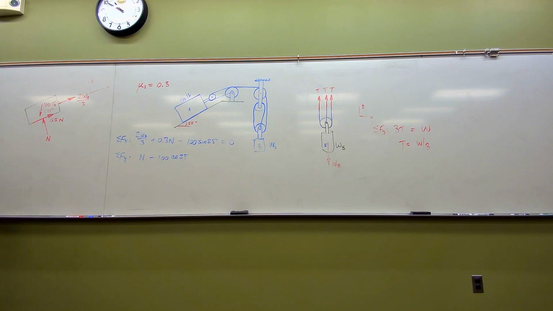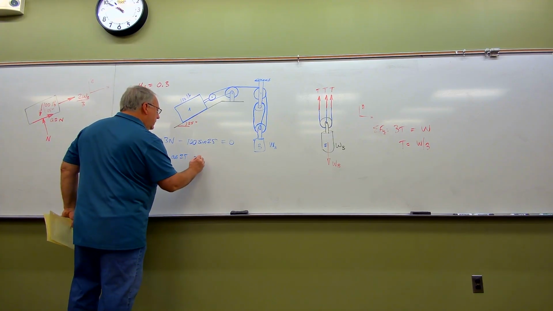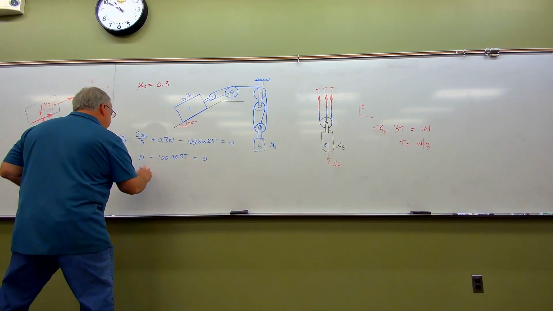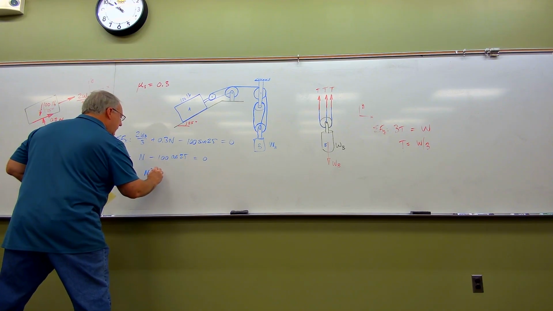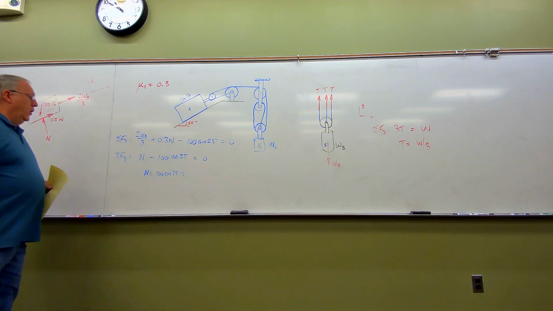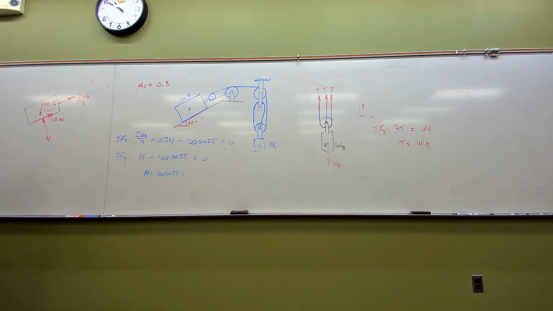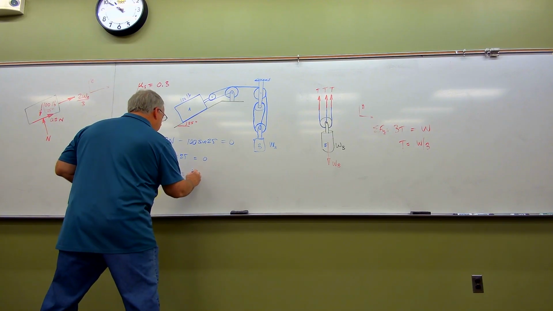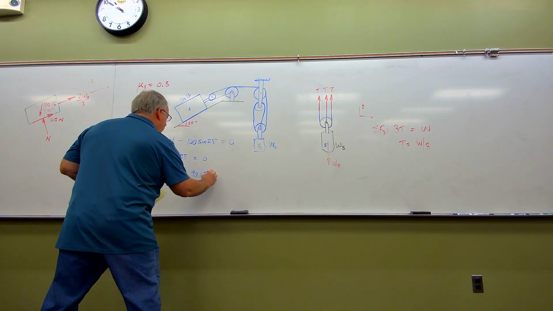So we're going to set that one equal to 0. And it should be quite obvious right now that we can solve this second equation here for N. So let's go ahead and do that. N is going to be equal to 100 times the cosine of 25, noting, of course, that the 100 cosine 25 became positive when I slipped it over to the other side of the equal sign. And 100 times cosine 25 ends up being about 90.63 pounds.